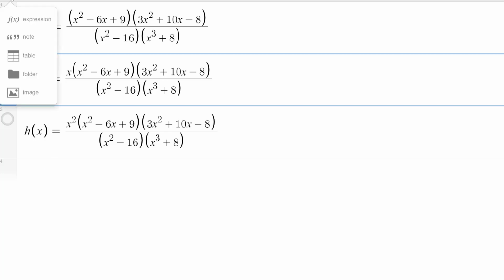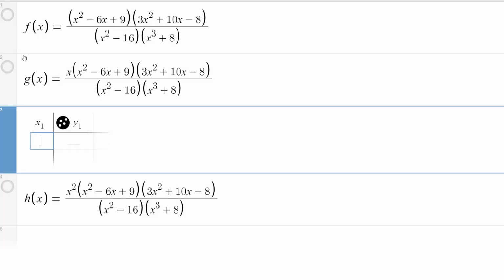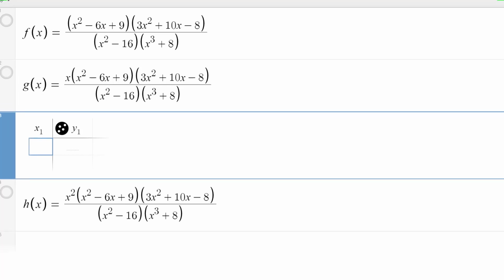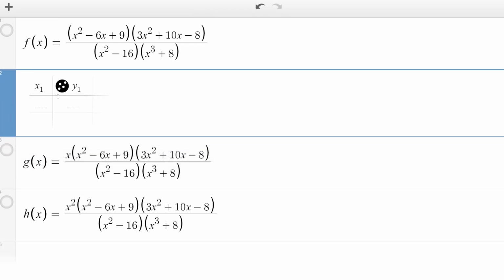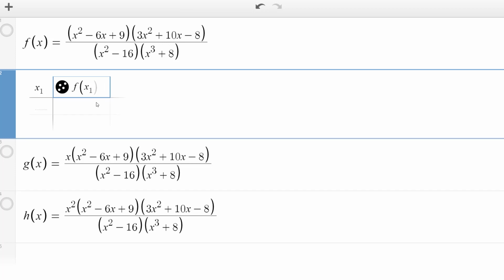So let's go ahead and add a table here in Desmos. I should have shown you how I did that. Let me scroll up a little bit. I hit the plus sign, and one of the options is to add a table. Desmos automatically creates a table of x1 to y1. The x values are called x sub 1, and the y values are called y sub 1. I don't want my y values to be y sub 1. Instead, I want them to be f of x sub 1.